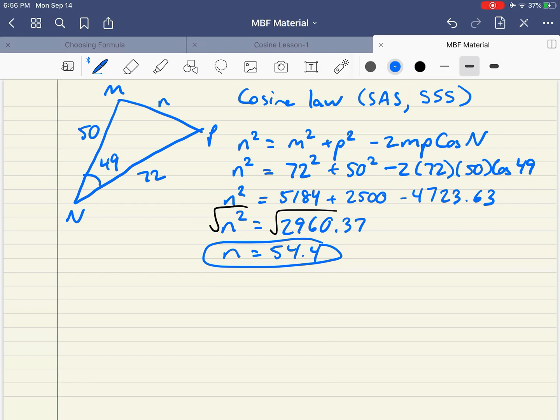So what I'm going to do here is I'm going to label that right over here. 54.4. Okay? Now, if I'm solving this triangle, I got to figure out all of the missing angles and all of the missing sides. Okay? At this stage, I now have an angle with its opposite side. If I look at the ends, I know angle n and side n. Okay, so now that I've got a pair like that, I can actually switch and start using sine law.